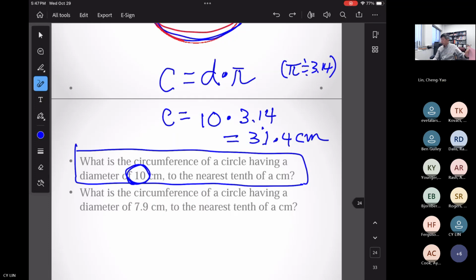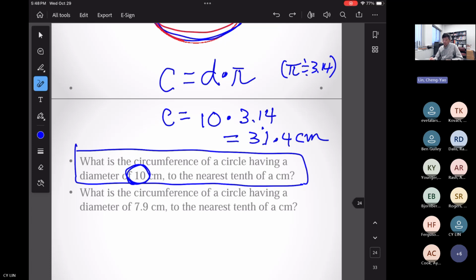Do we say circumference is approximately 31.4, or do we just say circumference equals 31.4? We will say 31.4 approximately. Yeah, we will say approximately. You know, in the classroom, your statement will influence the students' learning.